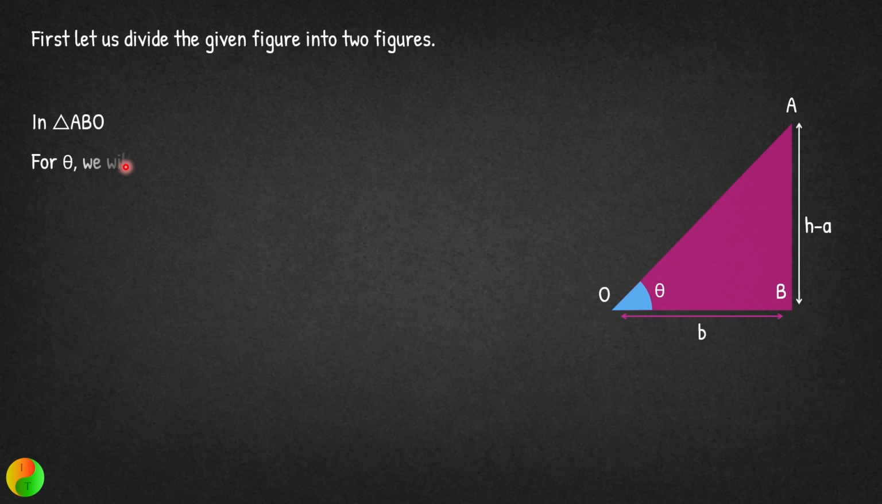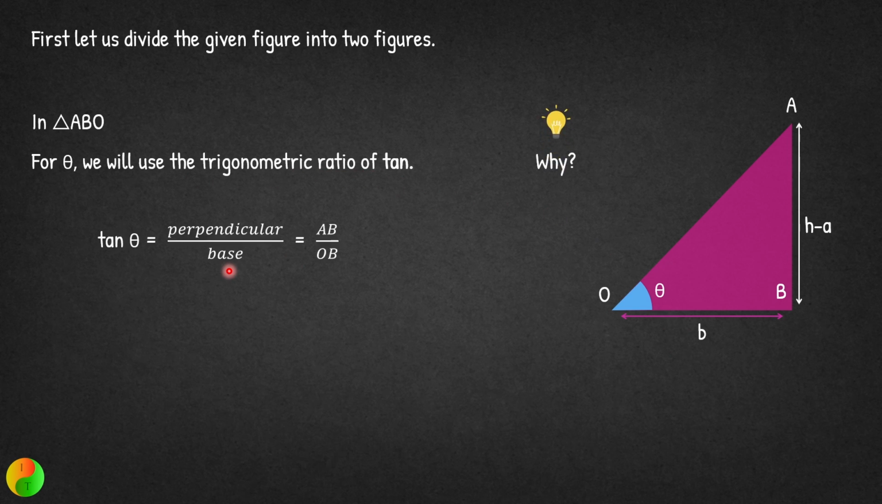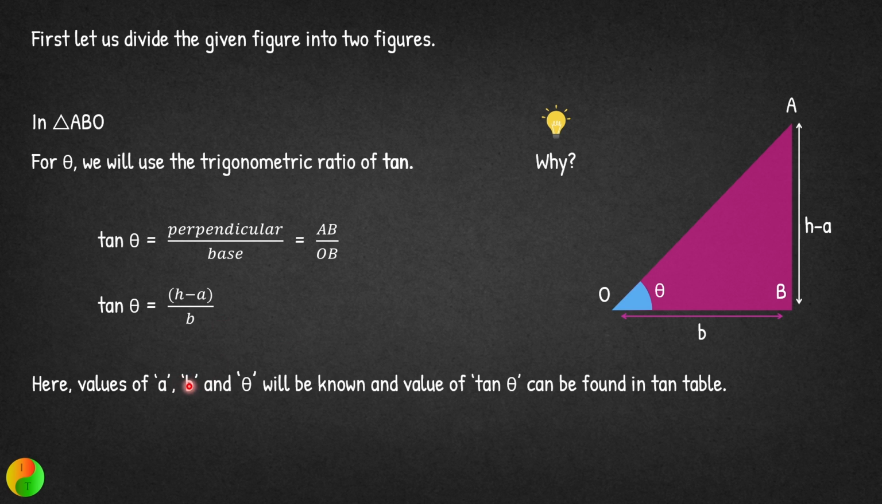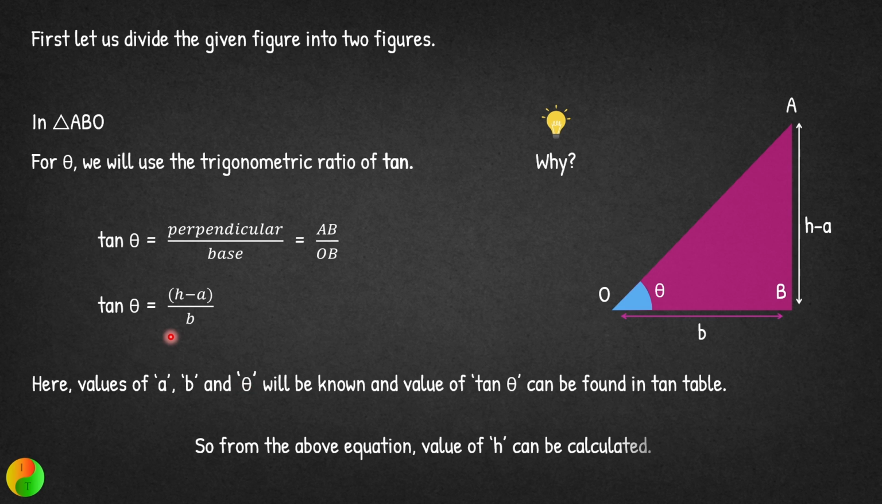Now in triangle ABO, for angle theta, we will use the trigonometric ratio of tan. If you were thinking why, we'll see it in a moment. Now tan theta is equal to perpendicular upon base. Perpendicular with respect to theta and base with respect to theta. So perpendicular for theta is AB and base for theta is OB. So tan theta can be written as H minus A upon B. Here values of A, B and theta will be known, and the value of tan theta can be found in a tan table. So from the above equation, the value of H can be calculated, since there is only one unknown quantity in this equation.